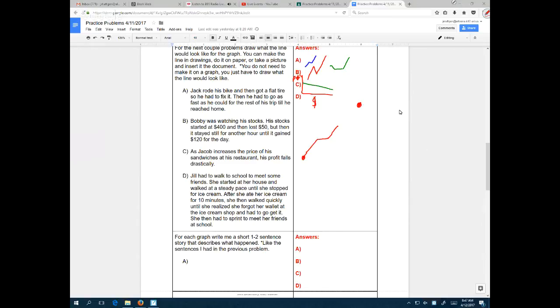No, not that way. That goes down. Yep, you should come back down to the ice cream shop. Right there. Stop. Now, she ran towards the school, so that should be very steep. And it is. Perfect. That's what it should look like. Here, she walked to the ice cream shop, had her ice cream, realized she forgot her wallet, had to go back, and then sprinted to meet her friends in time. That's what you should have had.